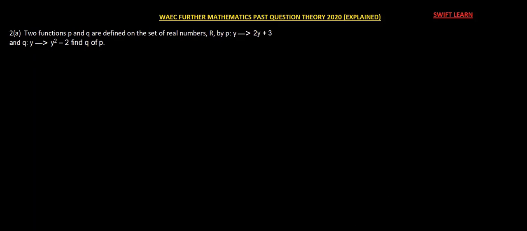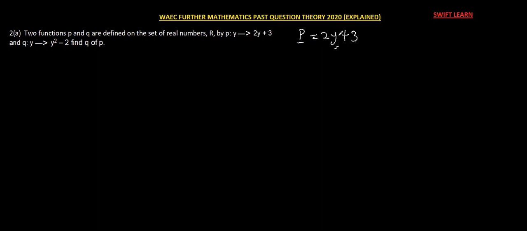Alright, moving on to question 2a. We have two functions p and q defined on the set of real numbers R by p as a function of y. That's the meaning of this. It means p is denoted by y. This semicolon here just means p equals 2y plus 3. It's just telling you that p depends on y. The y is the independent variable, while p is the dependent variable, because it depends on this.